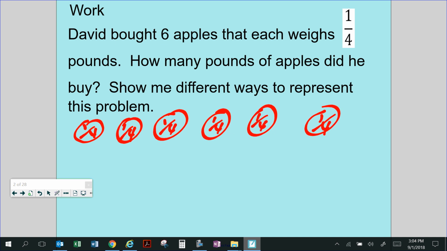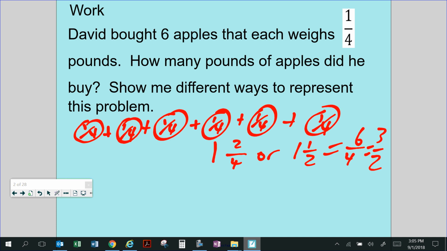In 5th grade, didn't you learn how to add fractions? So 1/4 plus 1/4 plus 1/4 plus 1/4 makes 1 whole pound. Then 1/4 plus 1/4, so it's 1 and 2/4, or 1.5 pounds. Or 1/4 six times is 6/4, which is the same thing as saying 3/2, which is 1.5.